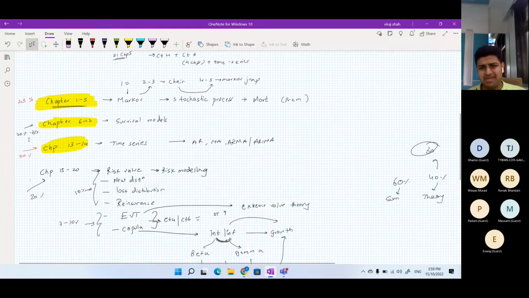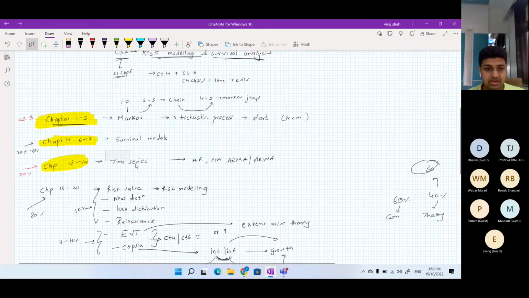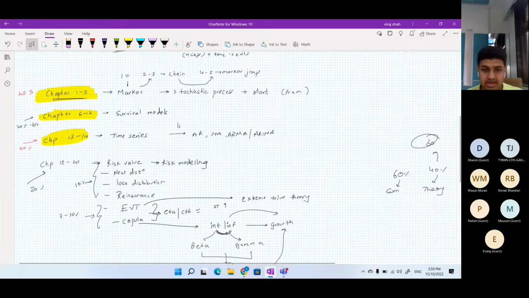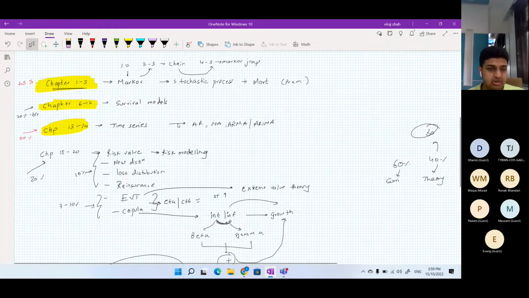We'll be having a hybrid structure, definitely offline classes for some important chapters such as Markov chain jump, definitely offline lectures. Theory chapters like time series, definitely offline lectures. Chapter 9, where people face difficulty, definitely offline lectures. Some of the lectures I would prefer online, such as your theory chapters.